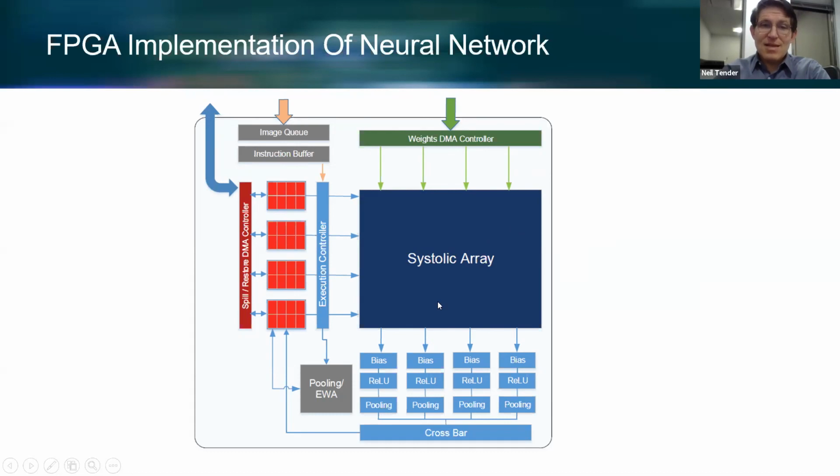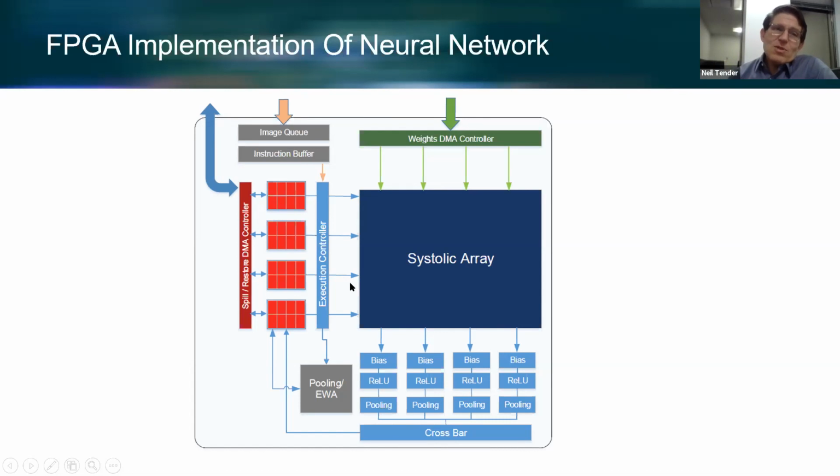And then the post-processing here, this is adding the bias and performing the activation function, which in this case is a ReLU, rectified linear unit, and then the pooling. And then the results get stored back into memory. There's a crossbar switch here that controls the memory.